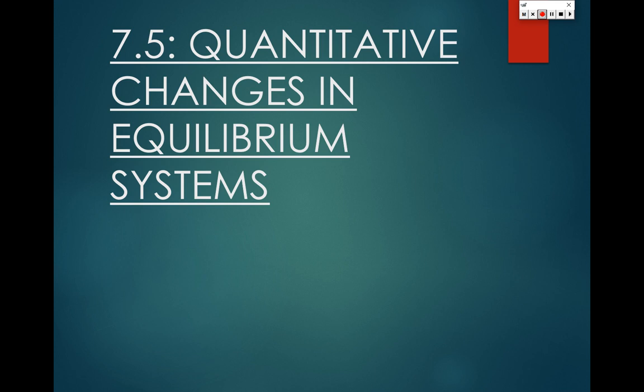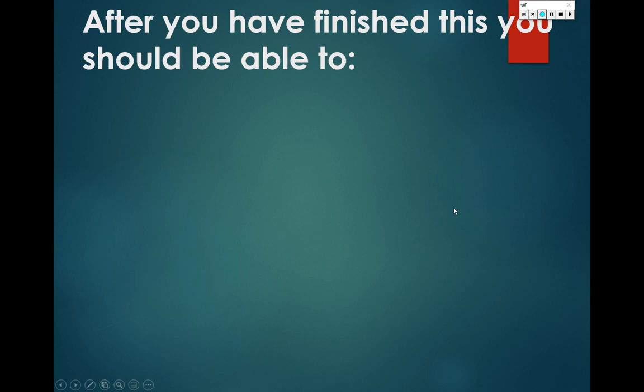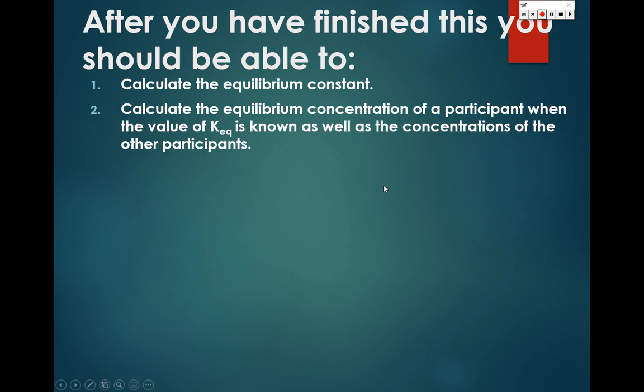So quantitative is usually what we try to move towards, okay? So we're going to look at how we can talk about changes in an equilibrium system using math. So after this lesson, so this is a beefy lesson, you can already calculate the equilibrium constant, but we're going to look at a different way to do that as well, like different ways to get those values.